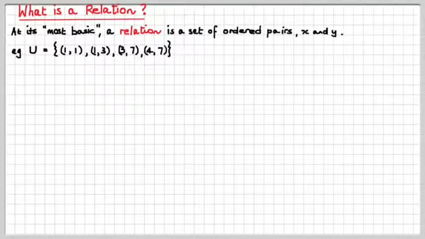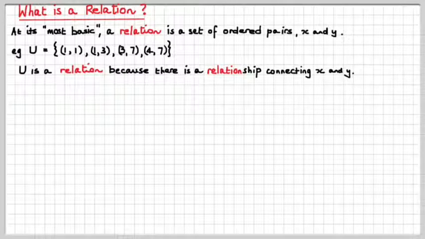For example, we've got Mr. U here. He consists of simply 4 ordered pairs of x's and y's, okay? These coordinate pairs. That's all that Mr. U consists of, and he's a relation in its most basic form. So U is a relation because there is a relationship connecting x and y. Now, it's not obvious to us what that is or might be, but there must be some kind of a relationship between x and y, otherwise you wouldn't be able to connect those x's and those y's together.